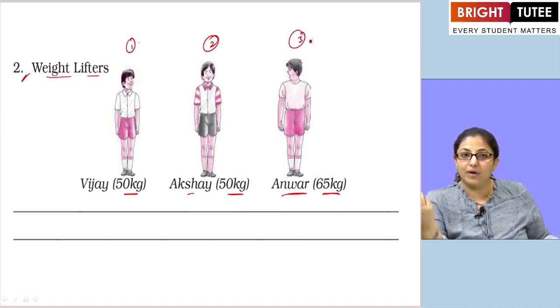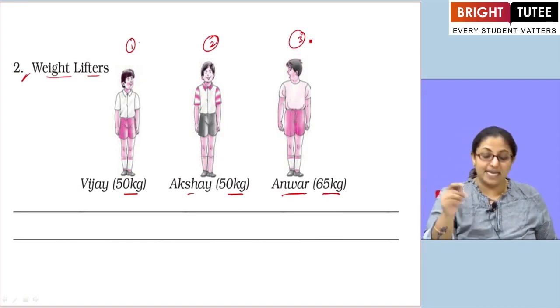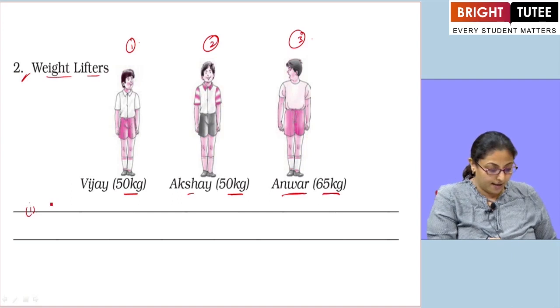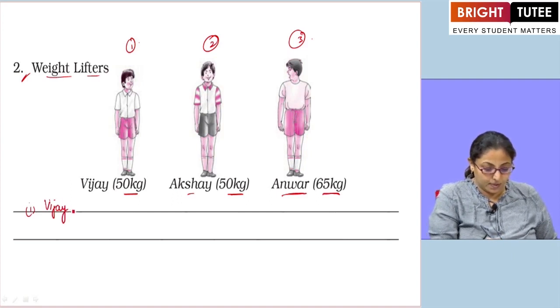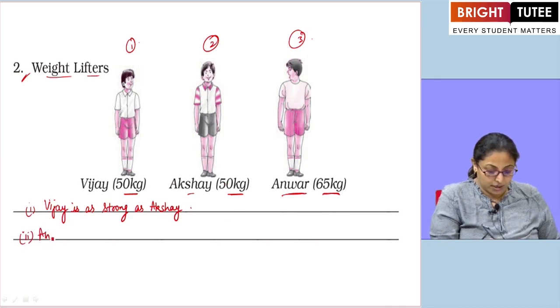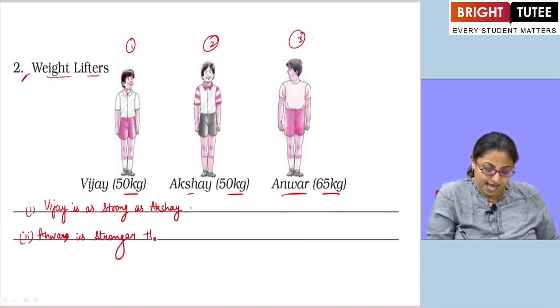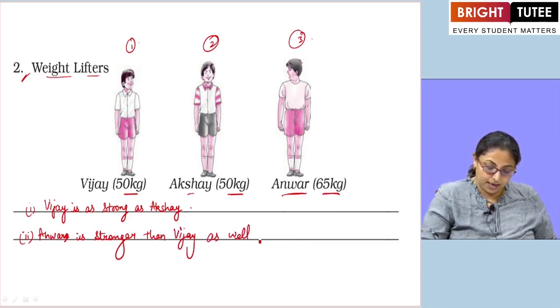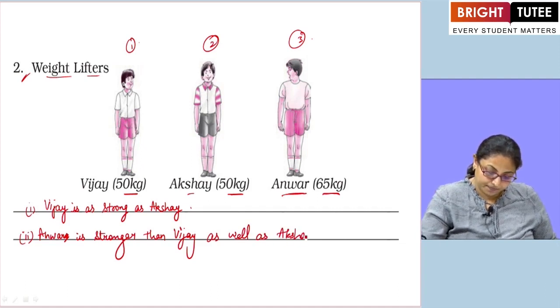So here when we have to write the degree of comparison, the sentences which we will be writing are, Vijay is as strong as Akshay, because we can see that they both have similar weights. Second sentence we can write is, Anwar is stronger than Vijay as well as Akshay.